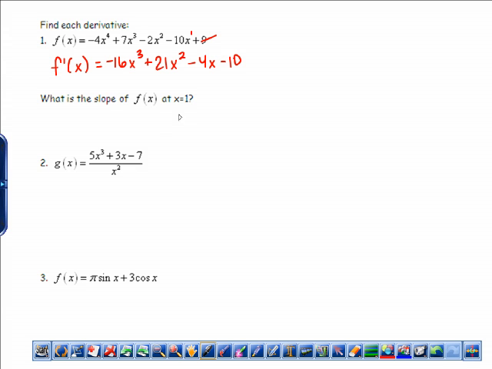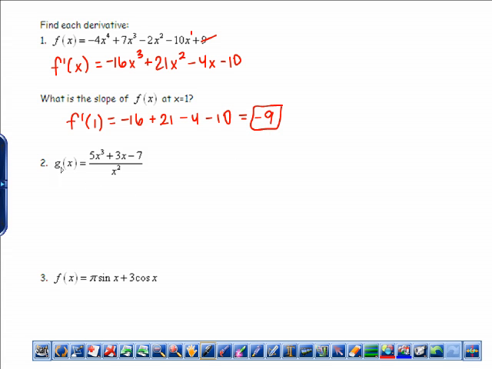Okay, so for the next part, this is what we had kind of done in part 1 and 2. What's the slope of f of x at x equals 1? So what we're finding now is f prime of 1. So let's plug in a 1, and this is something we can do without a calculator because the number 1 is very easy to take powers of. Okay, so negative 16 plus 21, that's 5. 5 minus 4 is 1, and 1 minus 10 is negative 9.